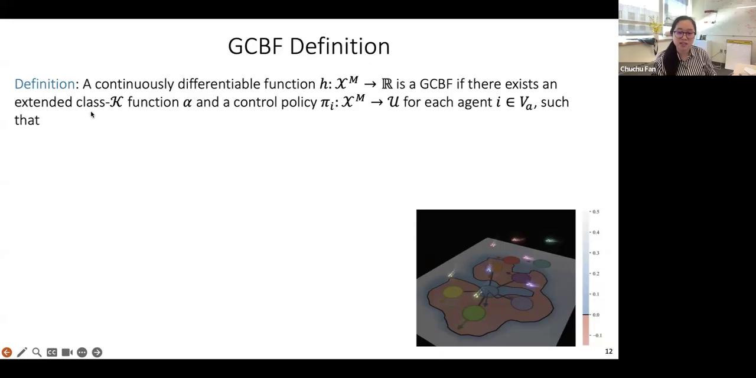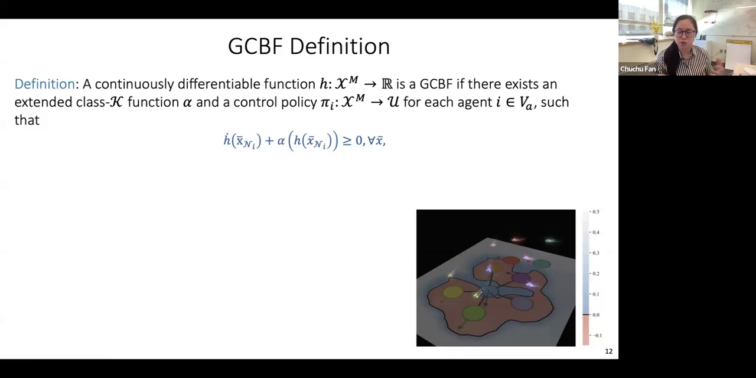If you do not know what a class K function is, it is a function that's monotonically increasing and has to be 0 at 0. And if I have this function and a control policy for each agent such that my derivative condition holds, this is almost the same derivative condition as what we have seen in the toy example. It says h dot plus alpha of h is bigger than or equal to 0, which basically says that if my h was initially positive, and forget about the alpha term, if my h dot is always positive, then my h can only increase. So my h will always be positive.